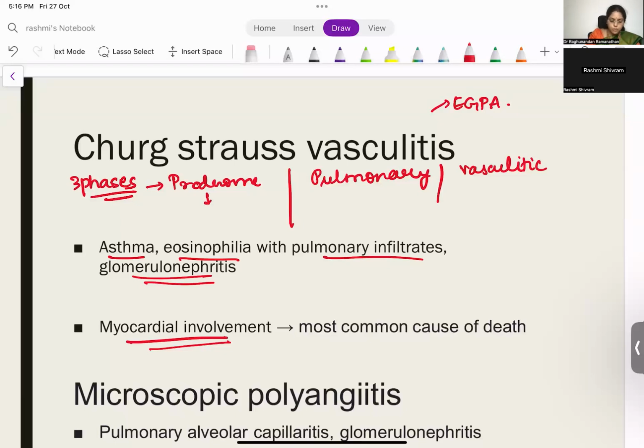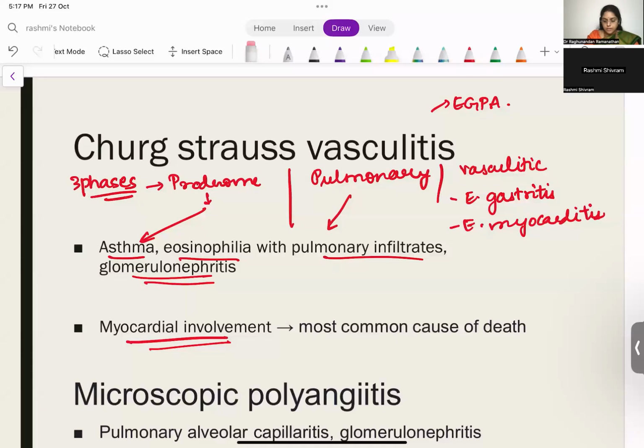So in prodrome, what will you have? You will have asthma-like symptoms. In the pulmonary phase, you will have eosinophilia with pulmonary infiltrates. In the vasculitic phase, you will have eosinophilic gastritis, right? Eosinophilic myocarditis. All these things will be developing, okay? And the patient can end up in death because of myocardial involvement. When myocarditis is present, you can have death in these patients, right? You need to remember this. So three phases, prodrome, pulmonary phase, and vasculitic phase will be there, right?